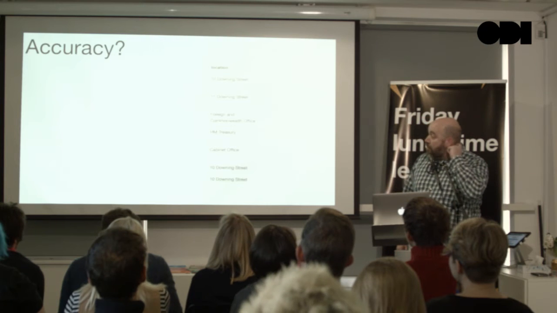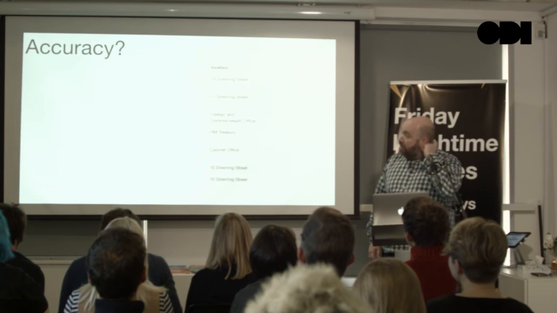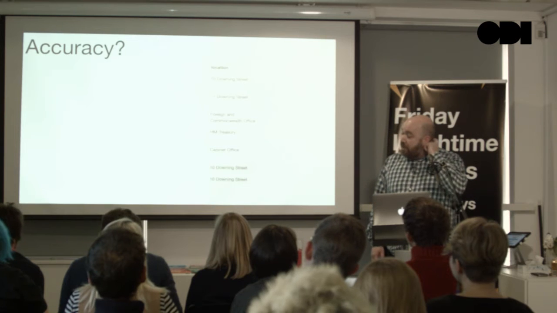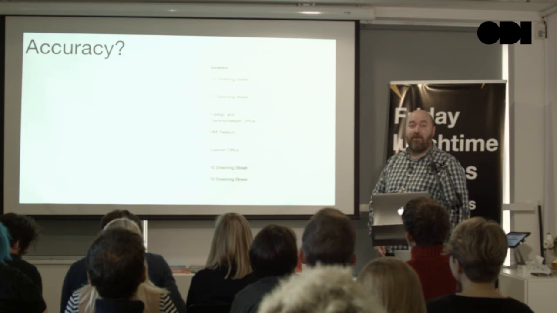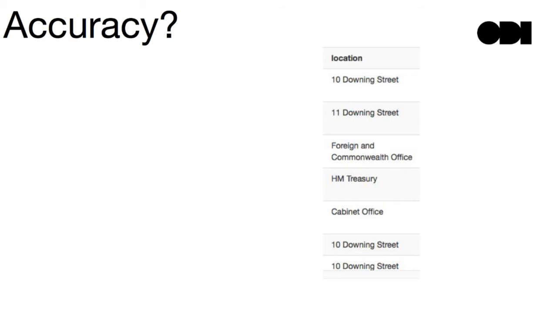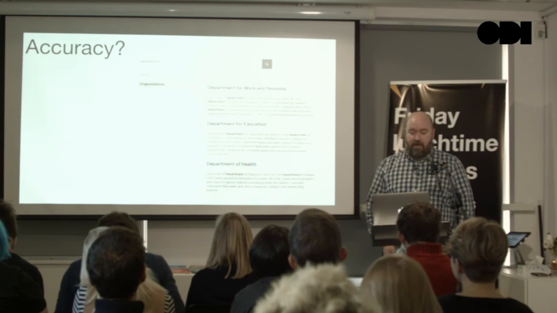And accuracy as well. That's another thing which certainly came out in this. I was just writing down where these cats are working. I just thought, I'm just going to write down 10 Downing Street, 11 Downing Street, and do my usual thing of how do I keep this data looking the same. I'm going to copy and paste it from field to field, because that's what we do. But is that really accurate?